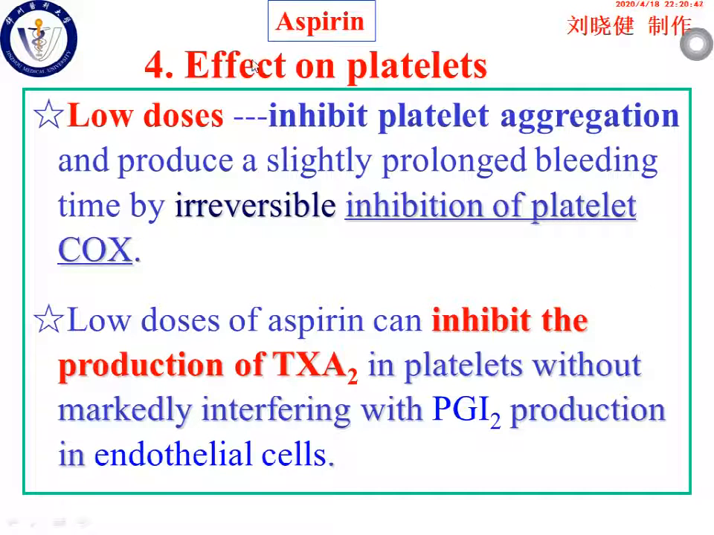So when we use aspirin in low dose, aspirin just inhibits COX-1 in platelets, so it reduces the production of TXA2 without effect on the COX in endothelial cells. So the function of TXA2 is decreased by aspirin. It can induce an antiplatelet effect and inhibit platelet aggregation.